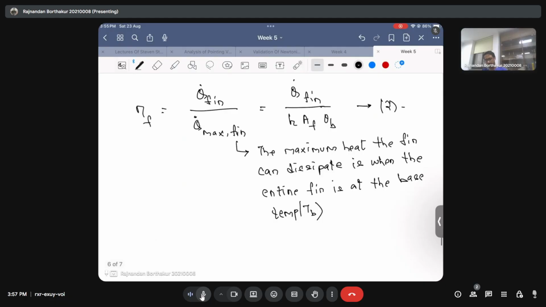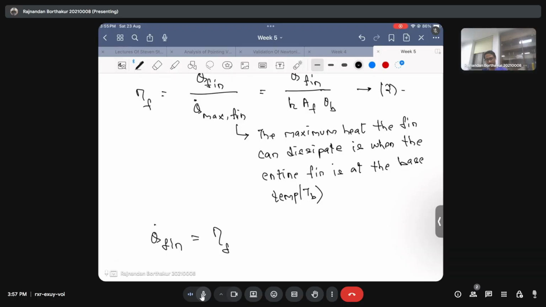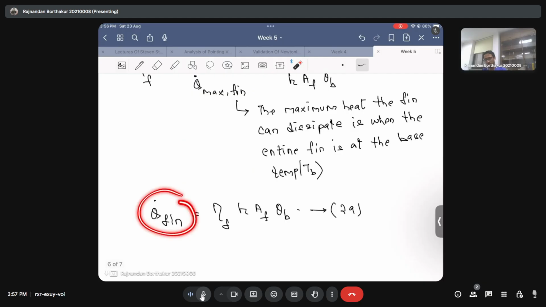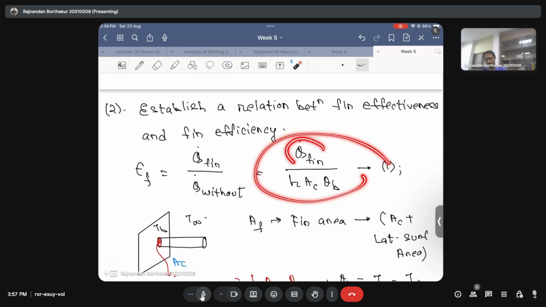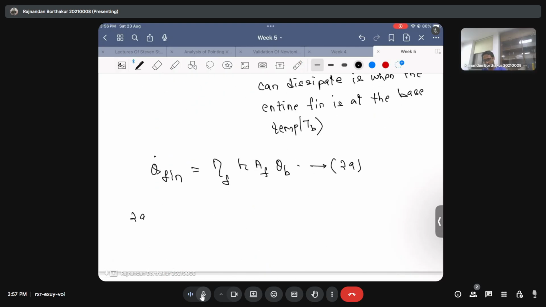Now, from the second equation, I can say, and this is a very important conclusion, that the rate of heat transfer from a fin can always be written as the efficiency of the fin times the maximum heat transfer from the fin, which is h times A_f times theta_b. Okay, and I'll call this 2A. If I substitute 2A, the expression of Q dot fin, in equation 1, where there is also Q dot fin in the effectiveness, all I am doing is substituting 2A in 1.